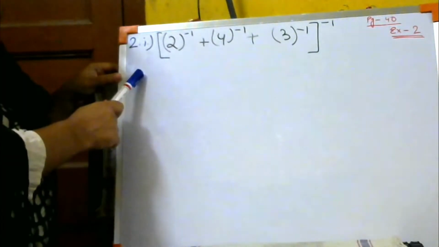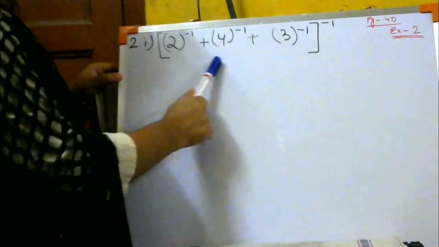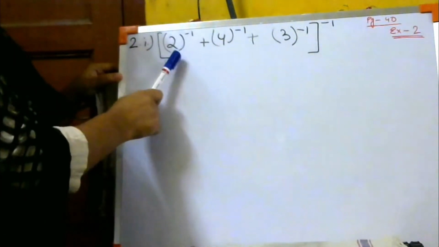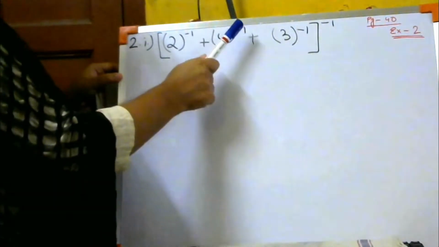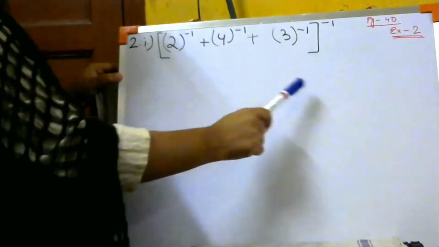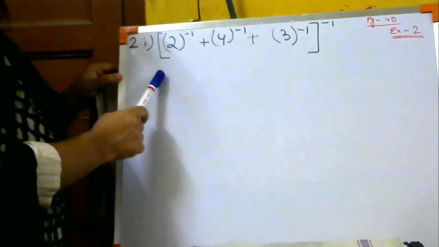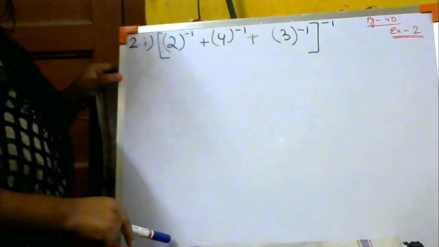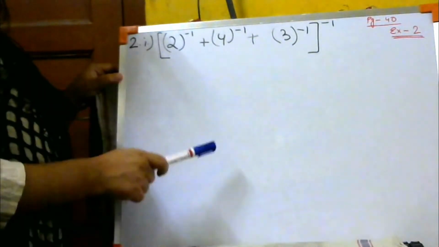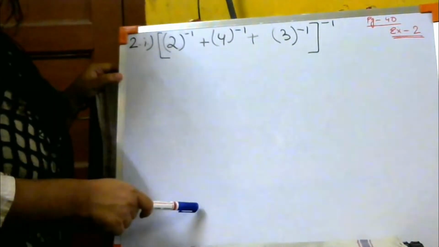So 2 part 1, this is the sum. You can see the sum in your book also. 2 to the power minus 1 plus 4 to the power minus 1 plus 3 to the power minus 1. All are inside a big bracket, that also to the power minus 1. Copy the sum down and see how I am solving the sum, or you can wait, see the video first and then solve it on your own.